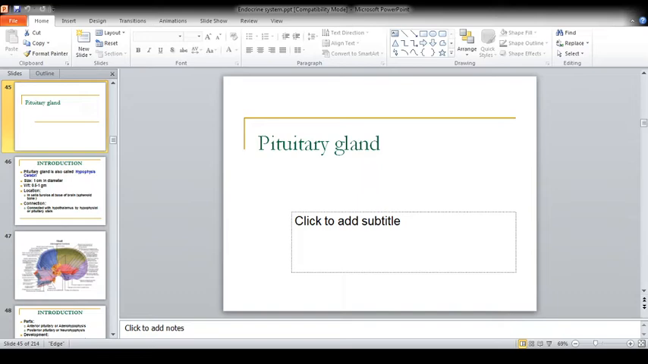This gland, the pituitary gland, is connected with the hypothalamus by a hypophyseal stalk or pituitary stalk. As you can see here, this is the pituitary stalk via which it is connected with the hypothalamus.